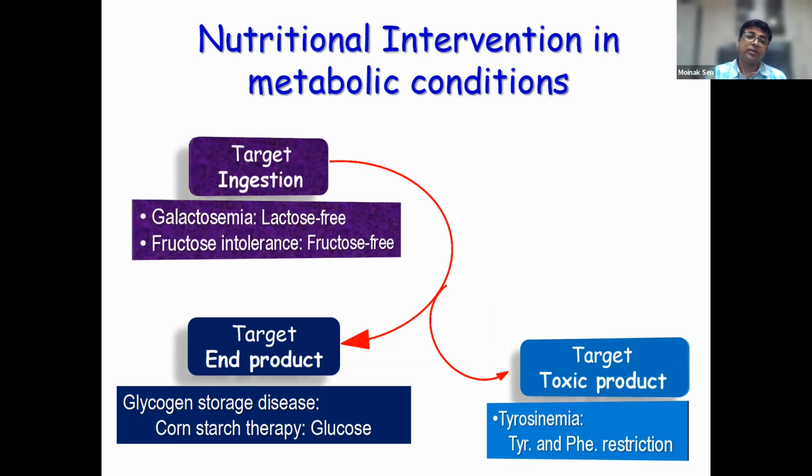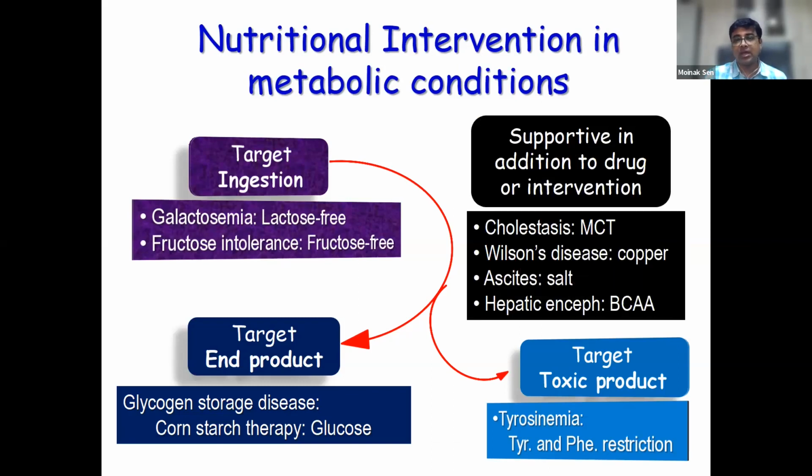Or you can target the end product. For example, in glycogen storage disease, there is so much glycogen being stored inside the liver that this glycogen does not come out and give glucose. So you target the end product by giving a certain item which can give rise to more glucose, such as cornstarch. Or you can target the toxic products, like for example, tyrosinemia, which is a problem with the tyrosine pathway. Here you give tyrosine and phenylalanine restriction.